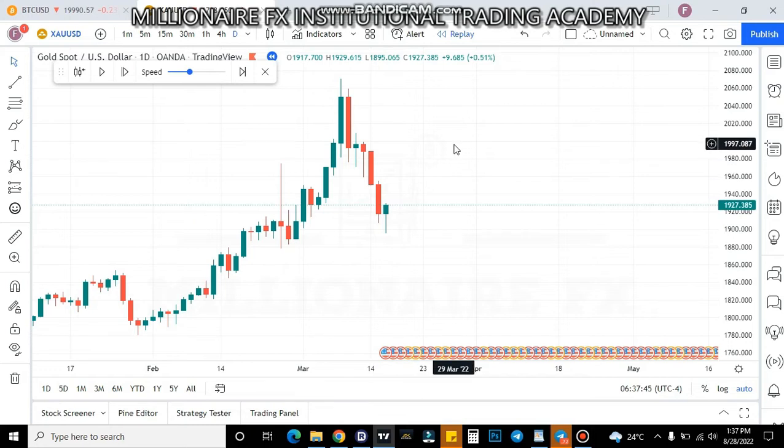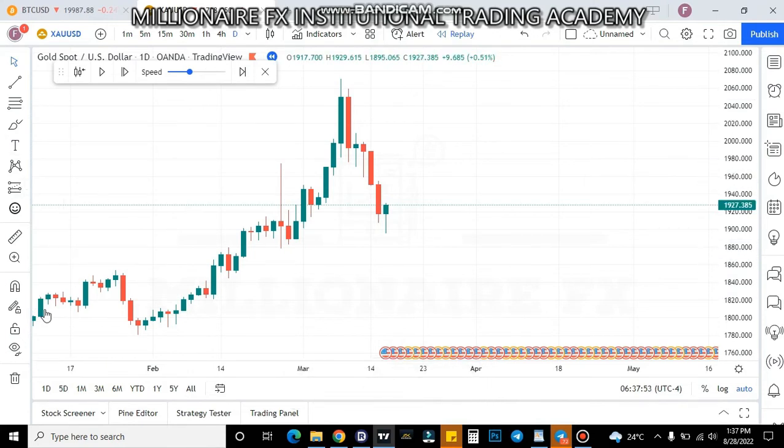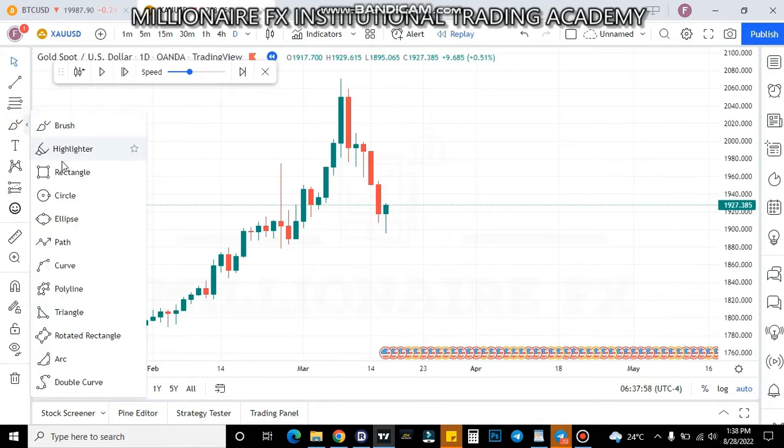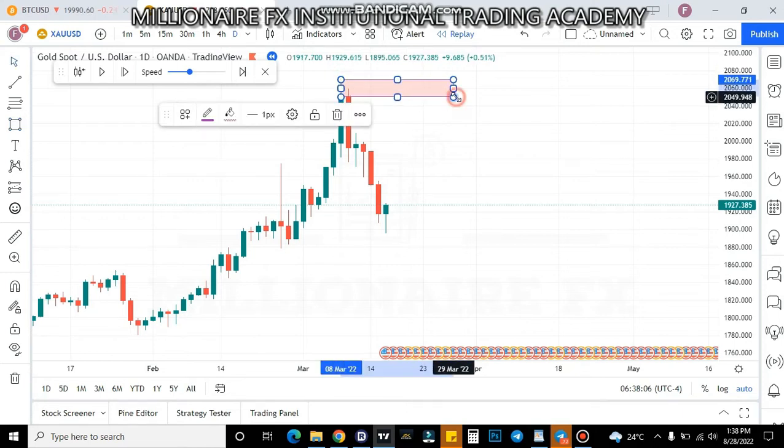So we said analyze the daily time frame. Basically when you're analyzing the daily time frame, you're doing what we call intraday. I remember having told you, look for the highest wick to the body of that candle. Now that wick represents rejection.